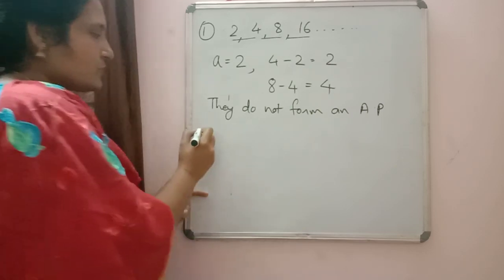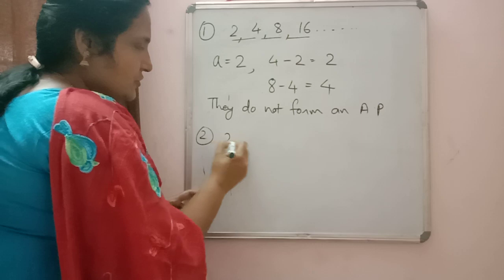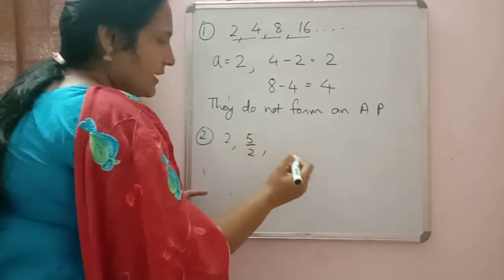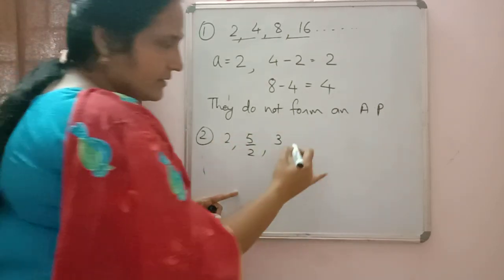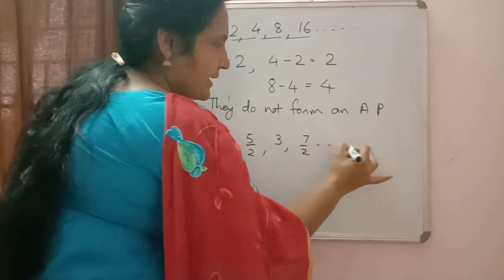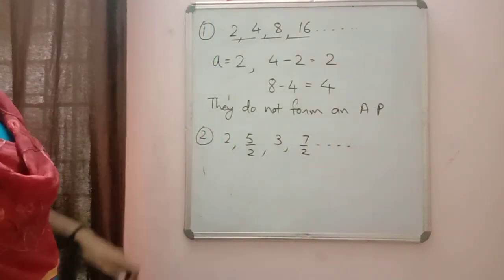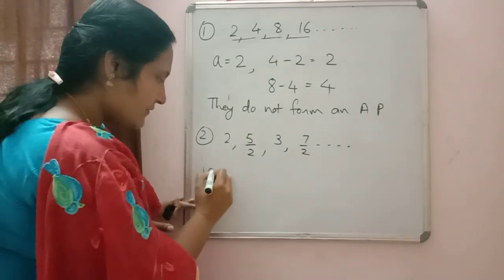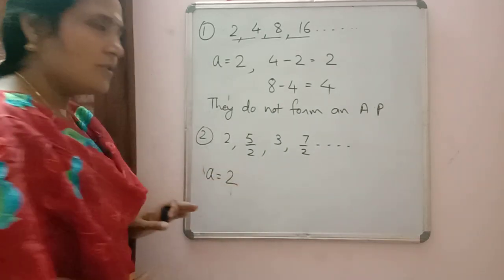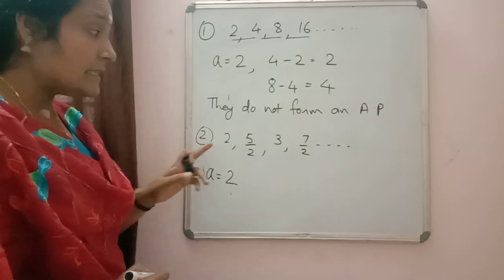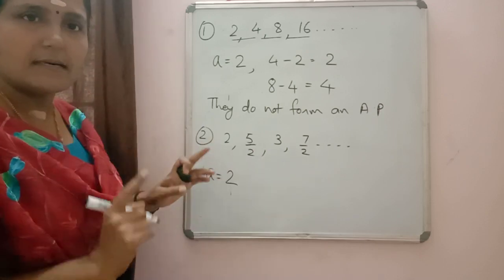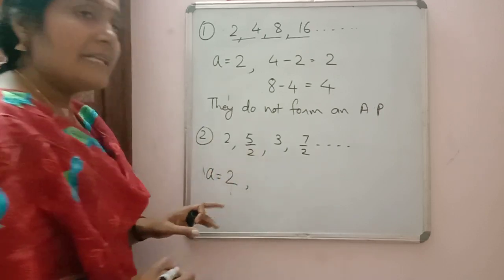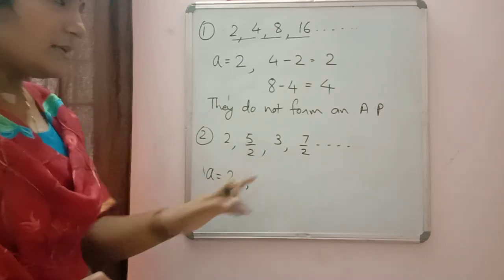Moving to the next one. Next is 2, 5 by 2, 3, 7 by 2, etc. First we check whether they form an AP or not. What is the first number we have? 2. So A is equal to 2. The first number is the first term. Now we will check the differences of consecutive terms.